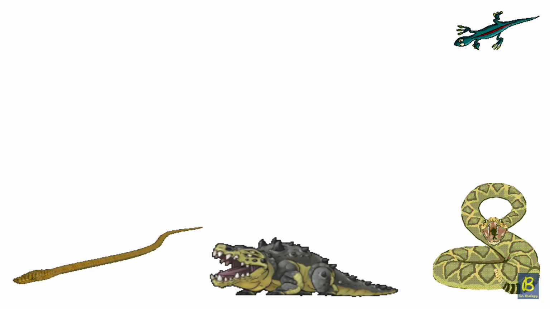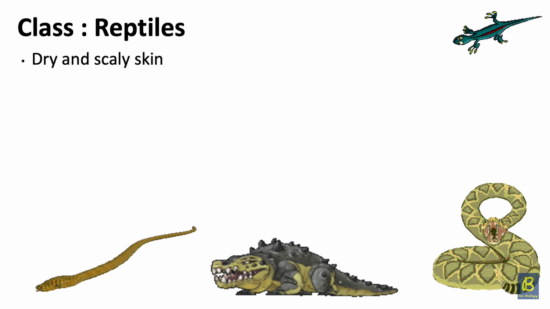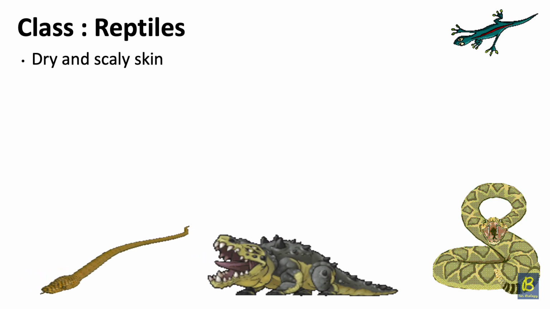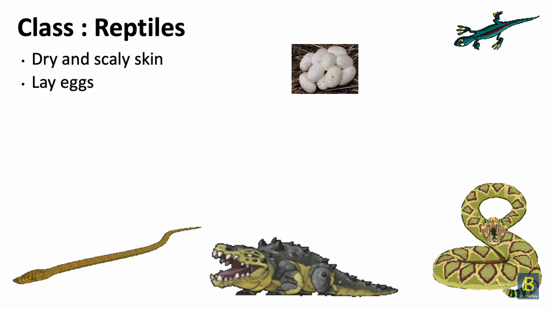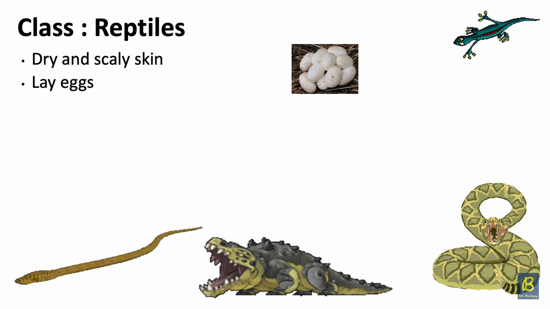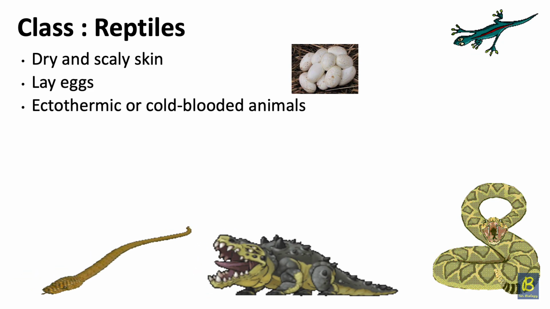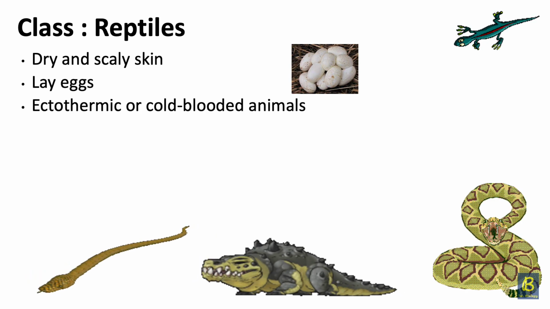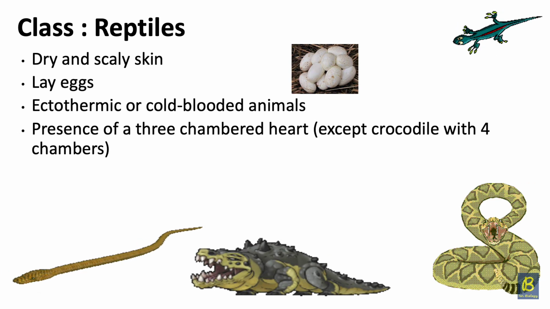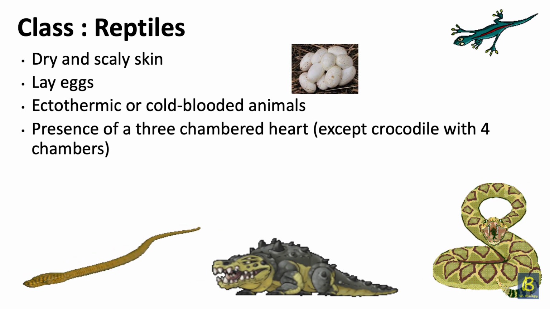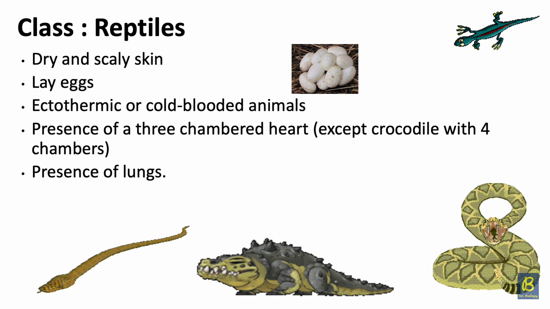Next class is reptiles. Reptiles have dry and scaly skin, and few of these shed the scales as skin cast. They lay eggs with rubbery waterproof shells, which do not let them dry, and their eggs are very yolky. These animals are ectothermic or cold-blooded animals. That means they cannot regulate their internal body temperature, which fluctuates with the environment, and they have to rely on external sources of heat to warm up and cool down. Their heart has 3 chambers, except crocodile with 4 chambers. They also use lungs to breathe.